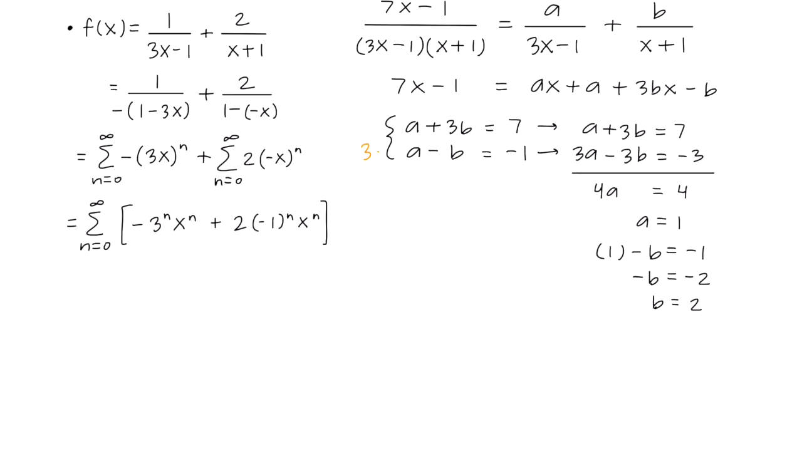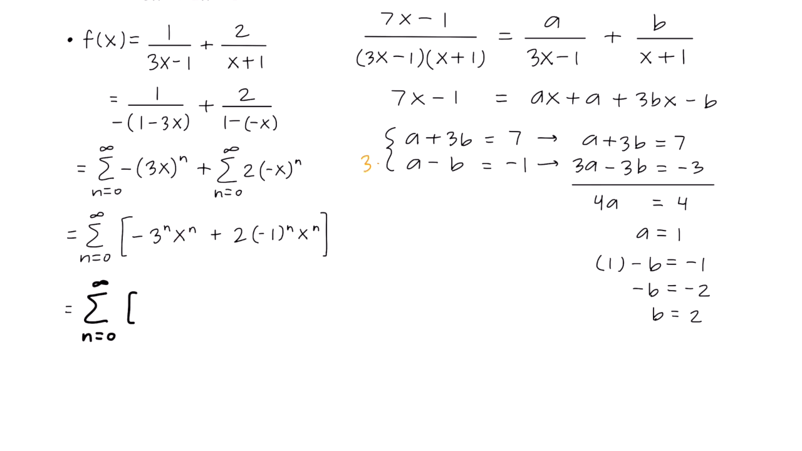We're almost there. So finally, we're going to take this x to the n and this x to the n, and we're essentially going to factor it out. And at the same time, I'm going to switch the order of these. So we have 2, negative 1 to the n, minus 3 to the n. And then again, we take this x to the n and we move it to the outside. All right, and here's our final answer.